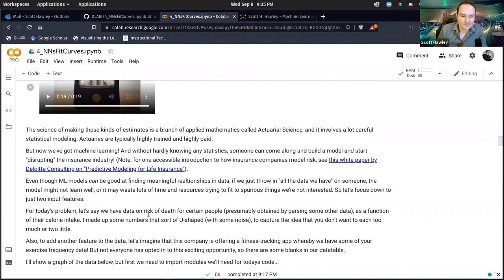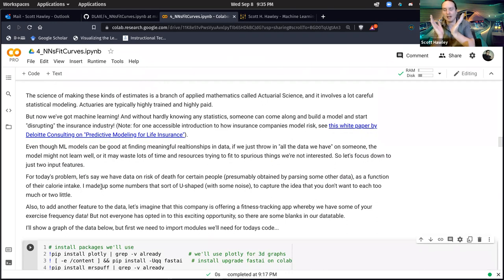So something that's kind of U-shaped. Like if you're not eating any calories, that's probably bad for you. If you're eating tons and tons of calories, that's bad. But somewhere in the middle is probably good. Not that we're going to try to find that middle. I guess for you and me, that might be an optimization problem. But for us, this is just going to be some function.